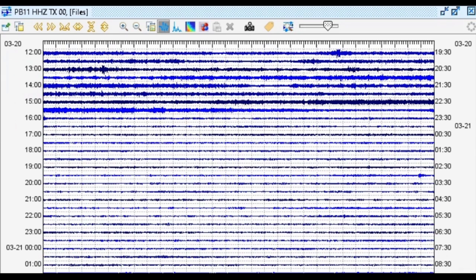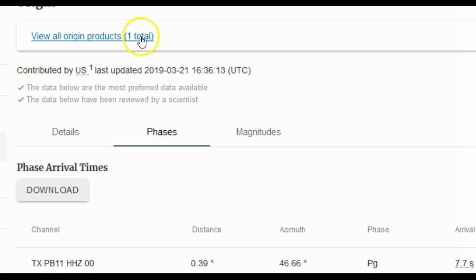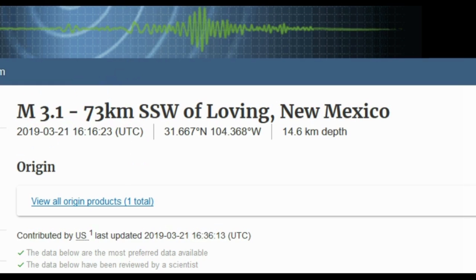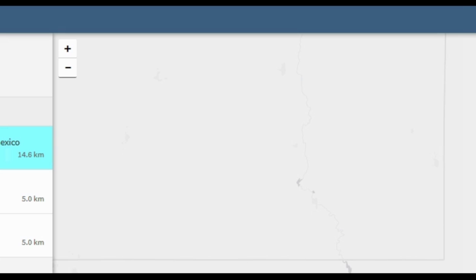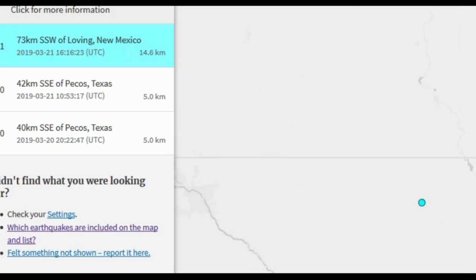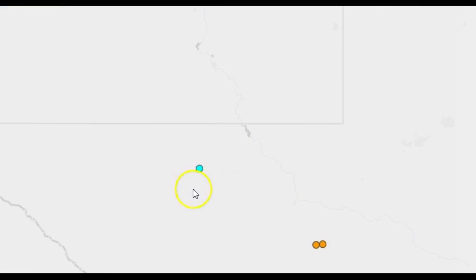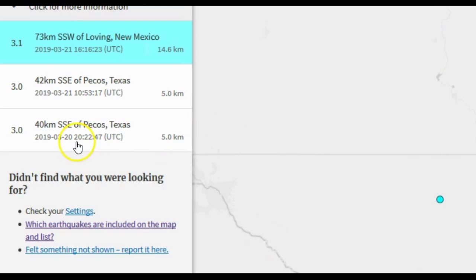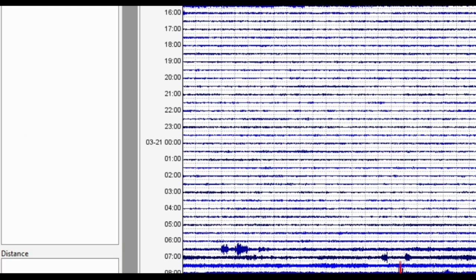Now, this station here is the closest station to this magnitude 3.1 at 14.6 kilometers in depth, but it is not the closest station for these two earthquakes down here. I'm going to see if we can see these on these stations as well. So it's the closest station for this one, but not for these two. Now let's see, these two occurred at 2022 and 1053, both on different dates, the 20th and the 21st.